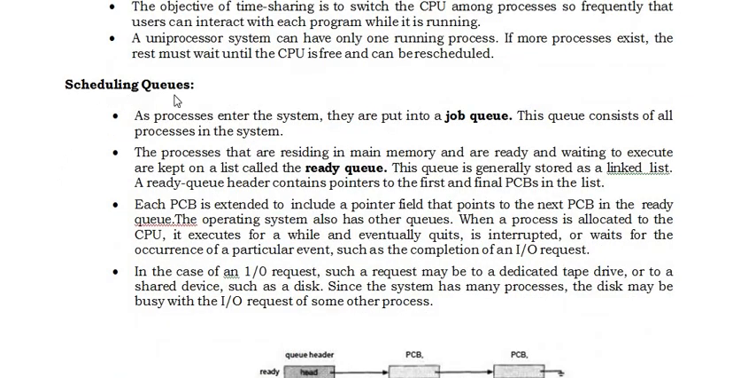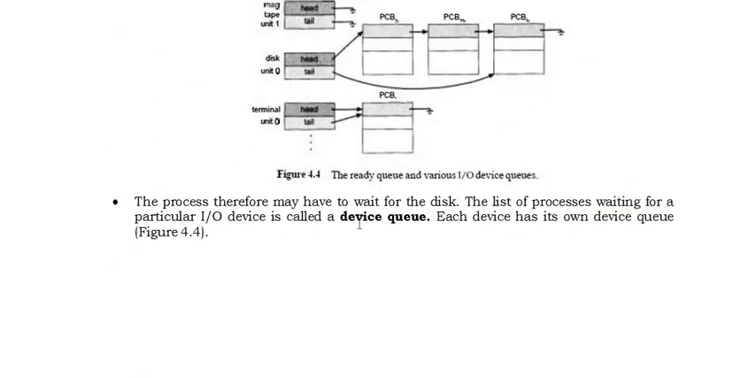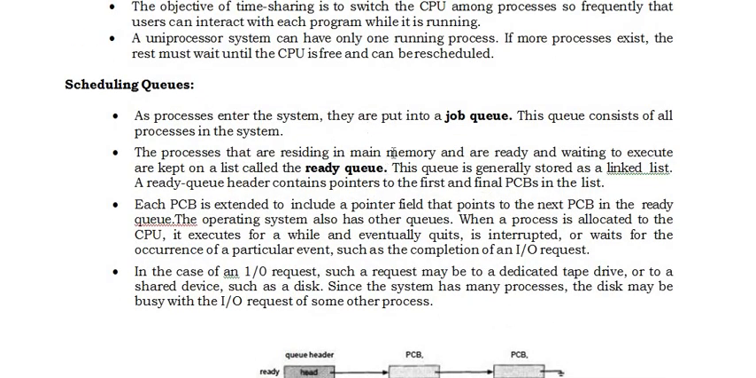So next is the scheduling queues. There are three types of queues here: one is the job queue, a ready queue, and another one is the device queue. All the processes placed in our queue are called the job queue. All the processes that are there to execute are placed together in one place. That is called the job queue. See the first point: as a process enters the system, it is put into a job queue.